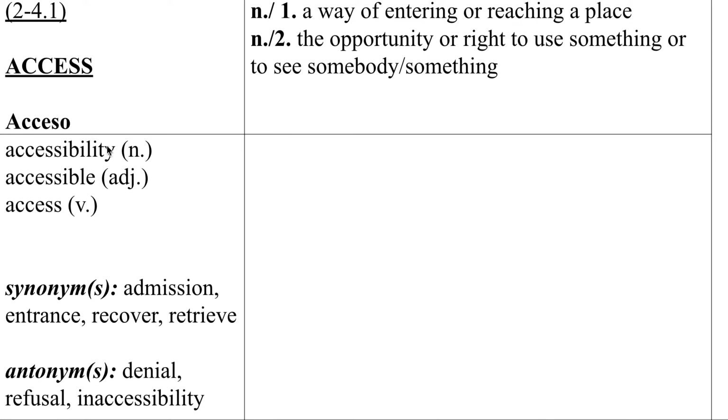It has two word families, accessibility, which is a noun, and accessible, which is an adjective. Accessible, accesible, you can get into it, something that it's possible to get into. Accessibility means the state of being possible to get into something.